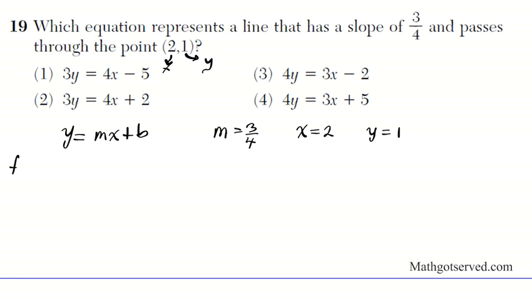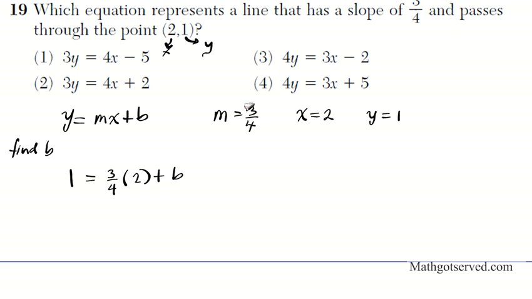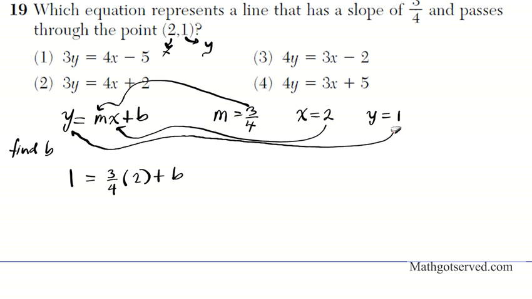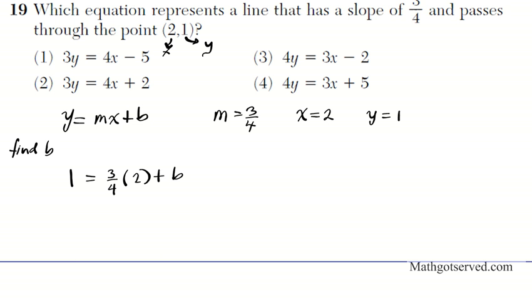So let's find b. We're going to do 1 equals m, which is 3/4, times x, which is 2, plus b. I just plugged in m here, and then plugged in 2 for the x, and then I plugged in 1 for my y. I just substituted them in there. So this equation can help me find b. Let's finish this up.